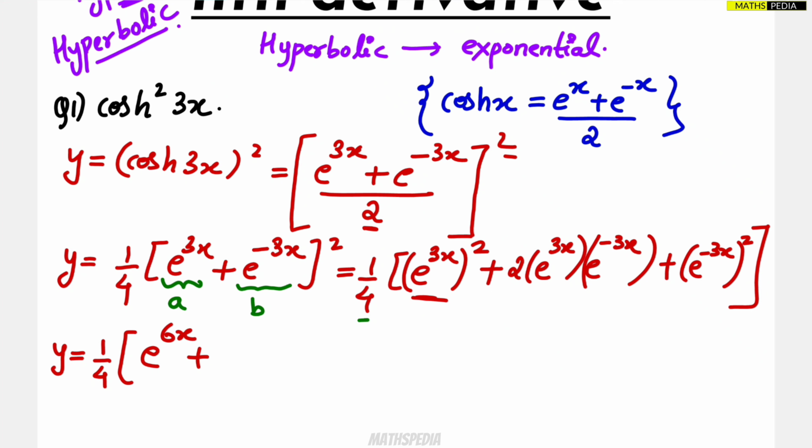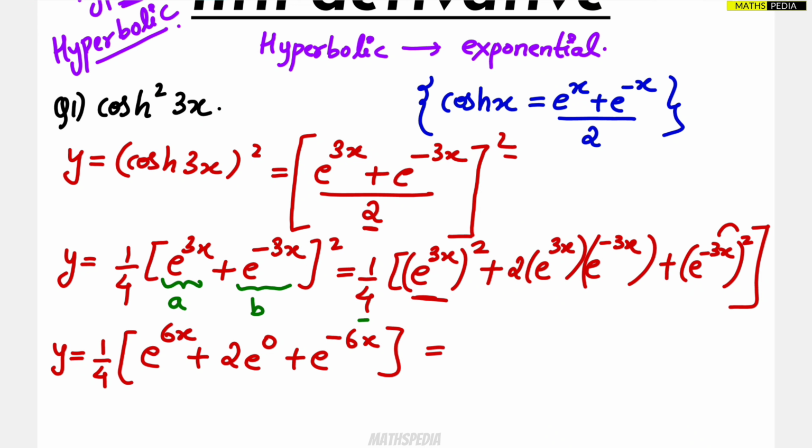So this part can be written as e power 3x minus 3x addition. So it will be e power 0. E power 0 is what? 1. So if you want you can write it as e power 0 here. So it will be 2 into e power 0 plus e power minus 6x. Again multiplication. Okay. So this is the thing we have got.